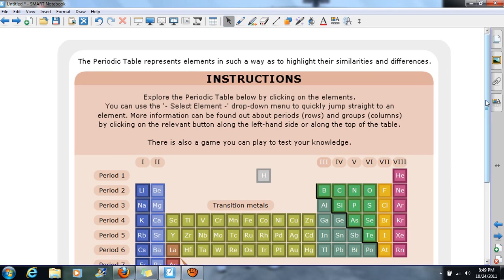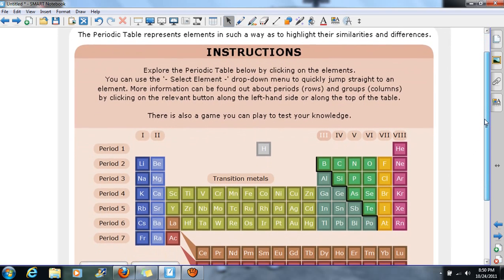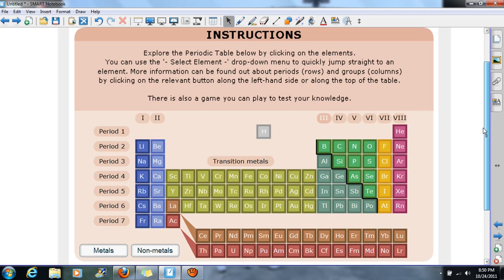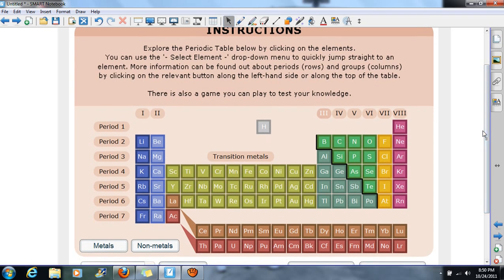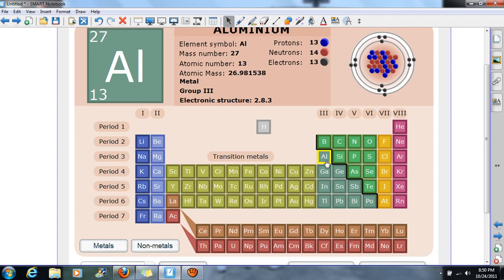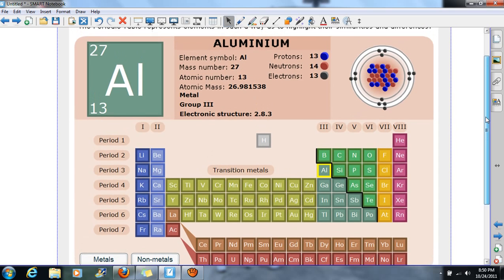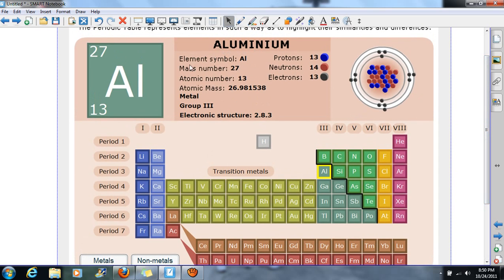So let's go ahead. We've been talking about aluminum, and here is the periodic table again that you're going to start using today to look some stuff up. And so we look on the periodic table, and we can find aluminum right here, Al. So I click on it, and here's aluminum, and it tells us some information right here, and this is what we're going to use today for our notes. It's this information about aluminum.